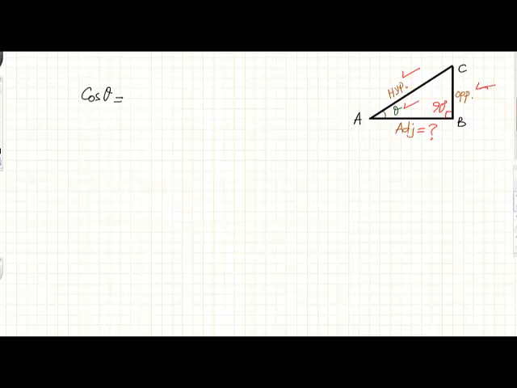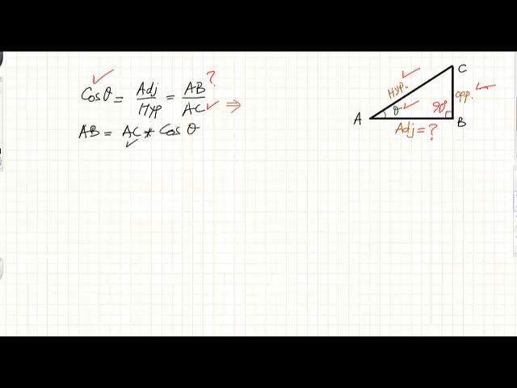theta is equal to the adjacent divided by the hypotenuse. In this case, the adjacent is AB, which is the distance that we are looking for, divided by the hypotenuse, which is AC. So here, AC is a known value and AB is unknown. This will lead to AB being equal to AC multiplied by cosine theta, and this is a number and this is a number, so we should be able to get the value for AB.